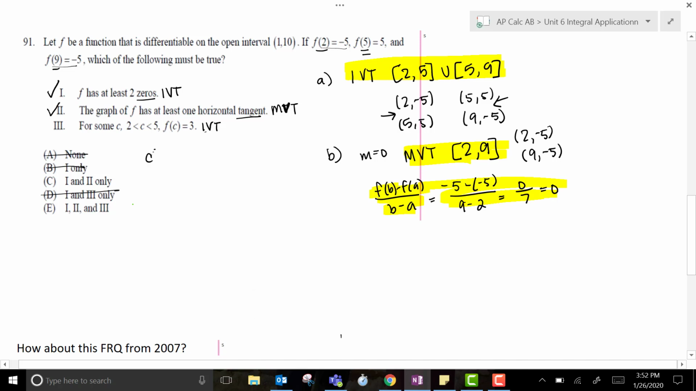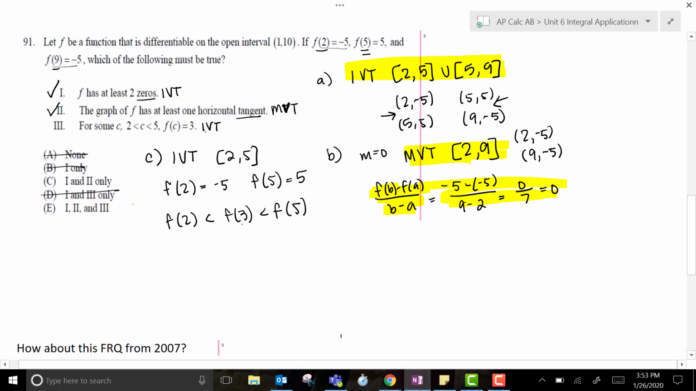For some c from 2 to 5, there exists a point f of c equals 3. So back again, intermediate value theorem. So we need to state what theorem we're using first. Now it's giving us a specific interval to use, so over the interval 2 to 5. If I look at f of 2, it's -5. If I look at f of 5, it's positive 5. We know we want 3. We know that 3 is between those two, so all I need to say is f of 2 is less than f of c and less than f of 5, greater than f of 2.